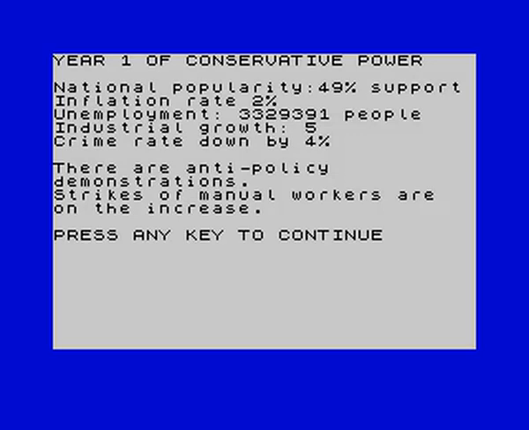We've got 49% support, 2% inflation, over 3 million unemployed, industrial growth is 5, and crime rate is down by 4%. There are anti-policy demonstrations, and strikes of manual workers are on the increase. That means that the middle classes don't like me that much, and the working classes don't like me that much. Well, I'm the Conservatives, what do we expect? So let's press any key to continue.